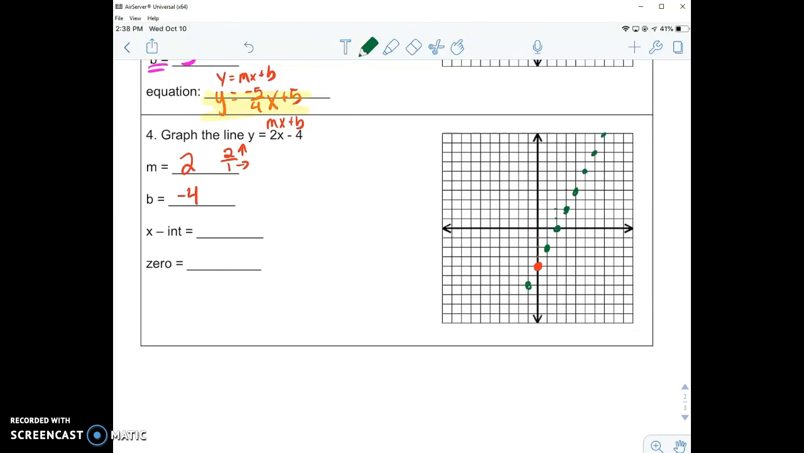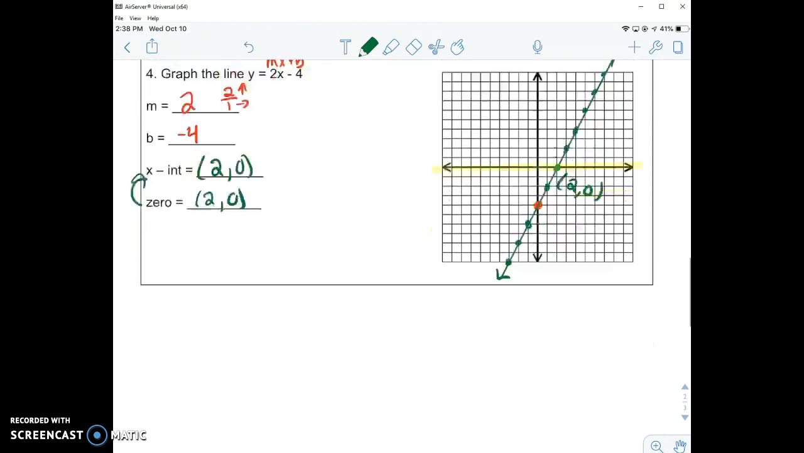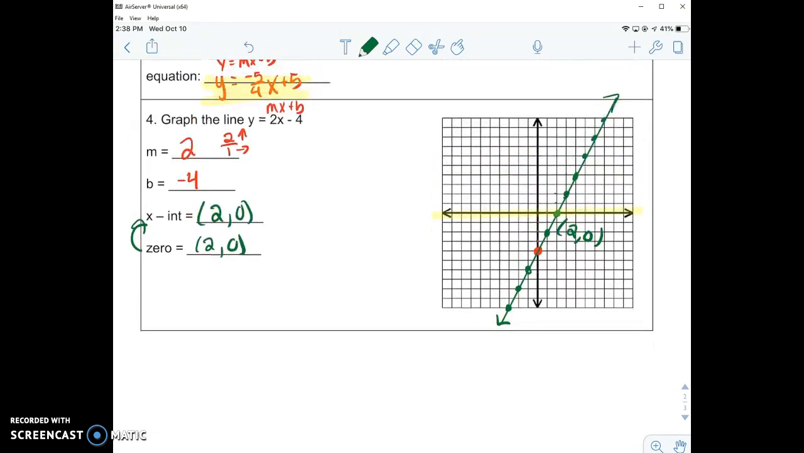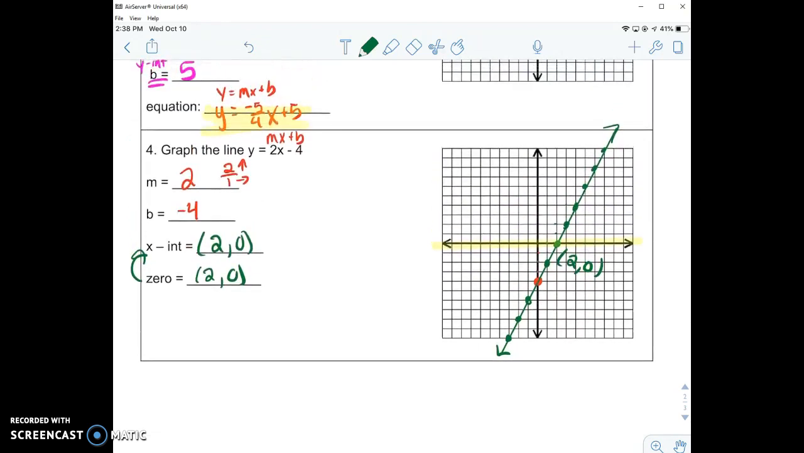I can go back the other direction, and I draw a line to connect my points. X-intercept, I'm looking for where this graph crosses the x-axis. This crosses the x-axis at the point 2, 0. Remember, my zero is the same as the x-intercept, so my zero is also the point 2, 0. This is the end of notes 5, 6.